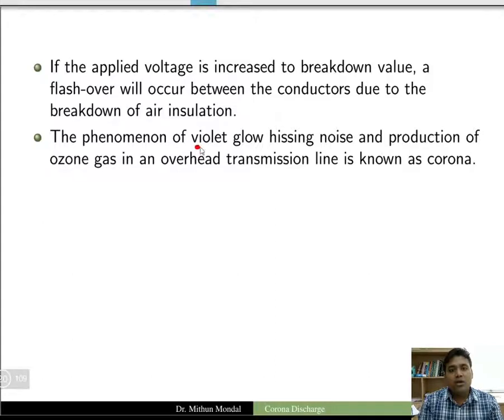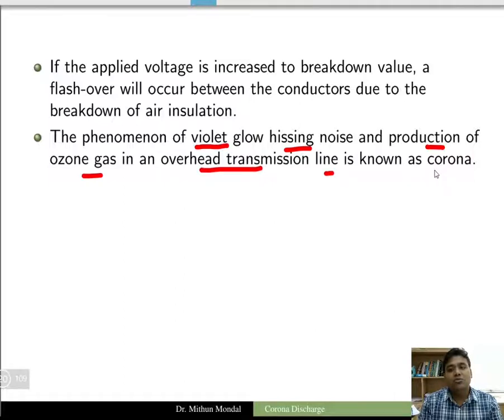The phenomenon of violet glow, hissing noise and production of ozone gas in an overhead transmission line is known as corona. So corona generally occurs in overhead transmission lines.